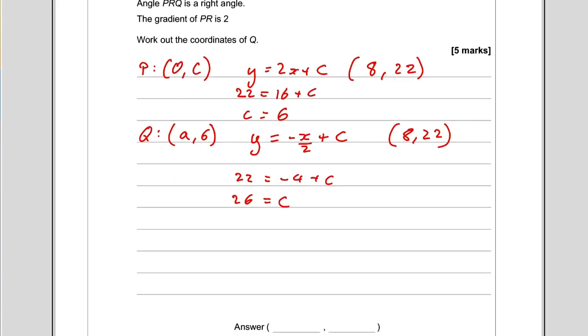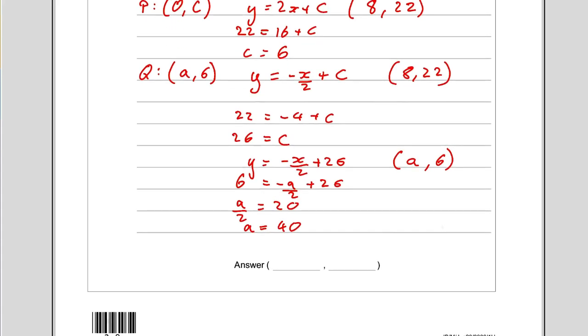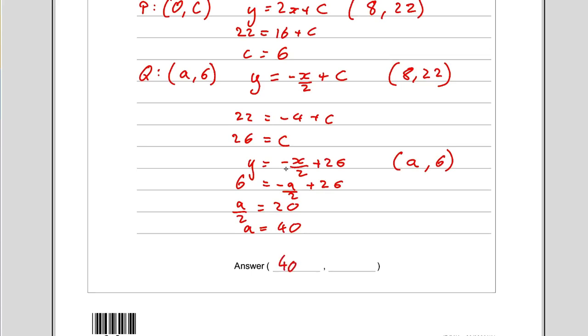So we've got the equation of the line now as y is equal to minus x over 2 plus 26, and we're substituting in the values of a and 6. So that means then that 6 is equal to minus a over 2 plus 26. I'm going to take my minus a over 2 to this side and my 6 to this side. So a over 2 is going to be equal to 20. Times both sides by 2, then a is going to be equal to 40. So the coordinate there then is going to be (40, 6).